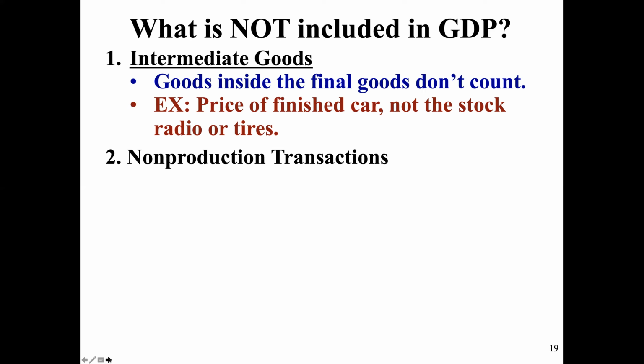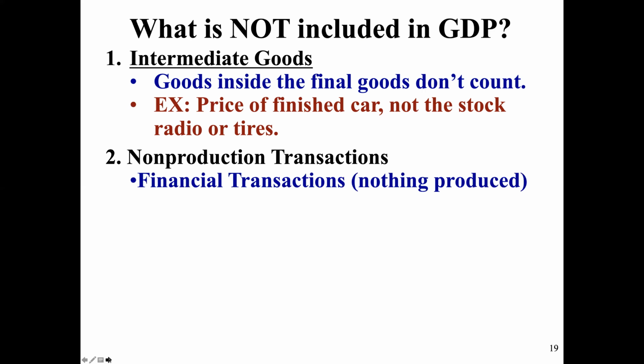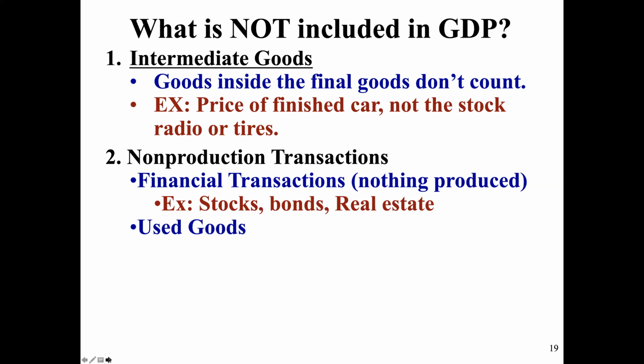Non-production transactions are not going towards GDP. So financial transactions for which there's nothing produced are not going to contribute towards GDP. When folks in a society buy or sell stocks, bonds, or real estate, it does not count towards GDP. Now, if you're a real estate broker and you are selling the service of buying a home for your client, then that service that you're providing is going to go towards GDP, but not the value of the real estate itself. So financial transactions do not count. We don't care who owns something.